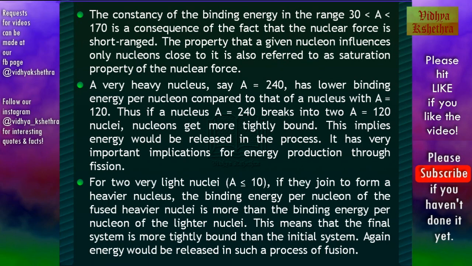Now, for very light nuclei, if they join to form a heavier nucleus, the binding energy per nucleon of the fused heavier nuclei is more than the binding energy per nucleon of the lighter nuclei. This means that the final system is more tightly bound than the initial system. Again, energy will be released in such a process of fusion.